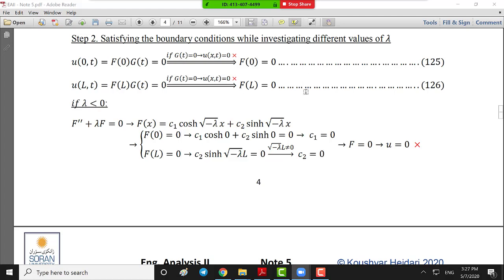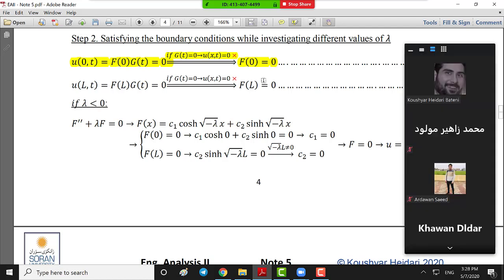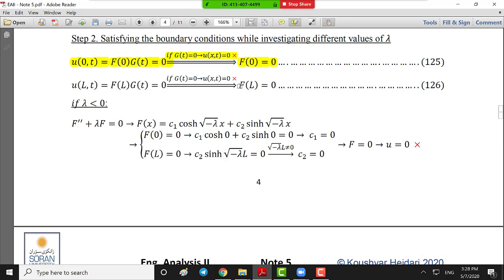So, guys, let's continue. Now, in step 2, just like the heat equations, we translate the boundary conditions to conditions in terms of F. The boundary conditions that we have are Dirichlet boundary conditions. So we go through the process of translating them to conditions in terms of F. For the first boundary condition, we see that it means that F at 0 has to be equal to 0. And for the second boundary condition, also, we're going to see that F at L has to be equal to 0.